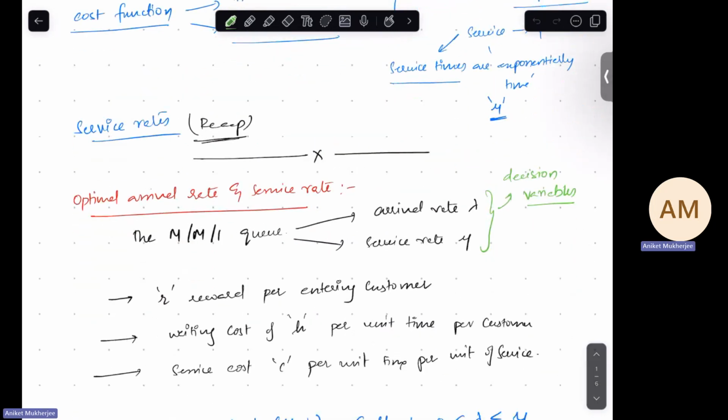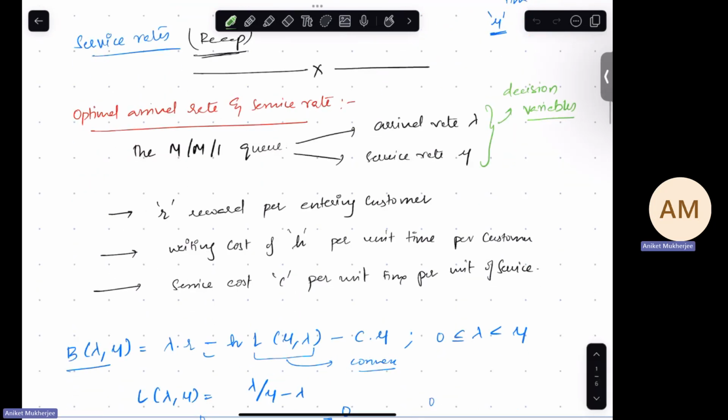And in the recap, we saw that, first, we took a model. We fixed the arrival rate, and we tried to find the service rate based on the cost function that we designed, which minimized service cost plus waiting times. We found the waiting time equation for the M/M/1 queue.